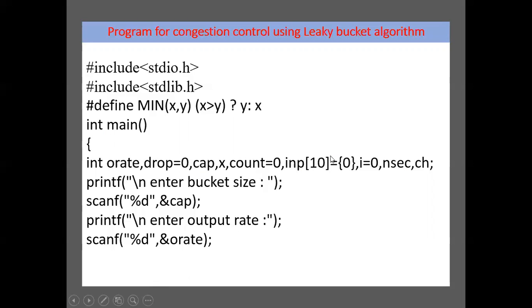Here the size of the bucket is 10 and the output rate is 2. For each second, 2 packets will go out at a constant rate. That output rate we need to mention. Let's assume that the output rate is 2 here, and the bucket size is 10.